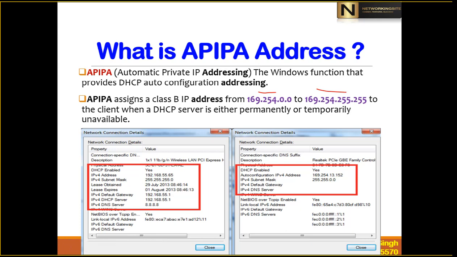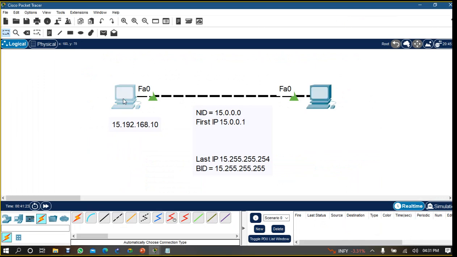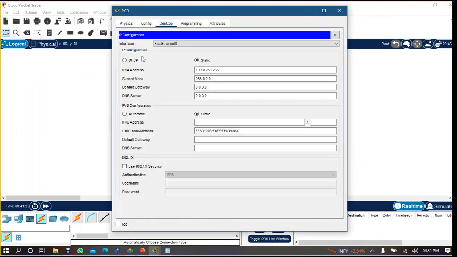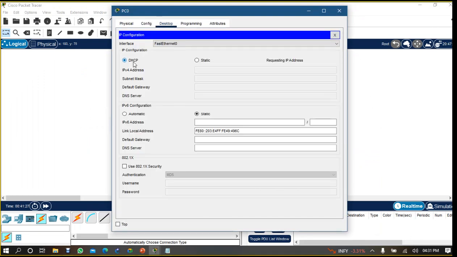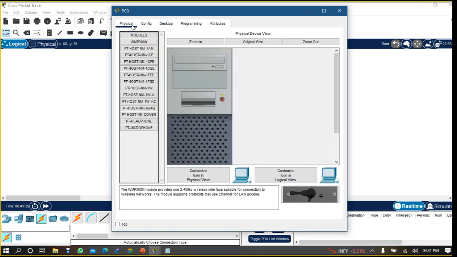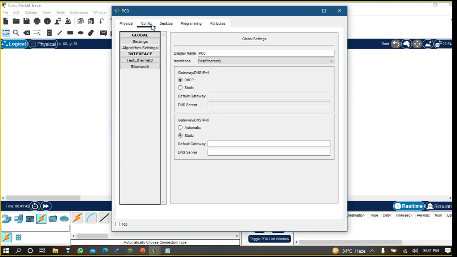Let me show you. Suppose this is a computer, maybe this computer is asking for an IP address from a DHCP server and there is no DHCP server, so it keeps requesting, and after some time you'll see that it has some IP address 169.254. It is very visible.